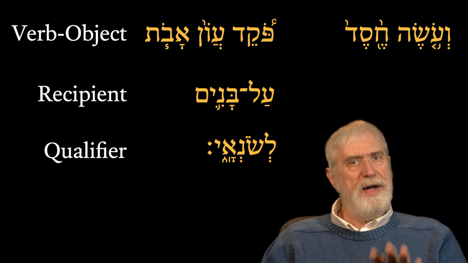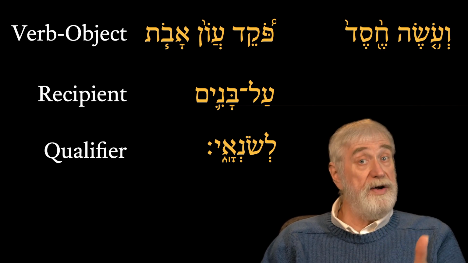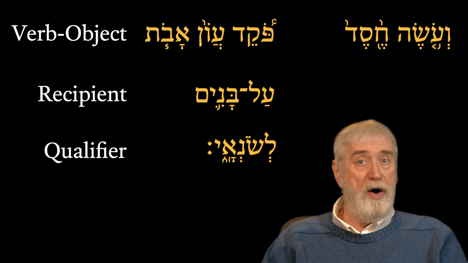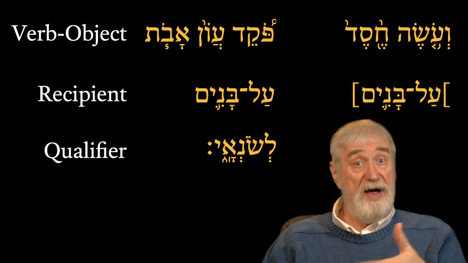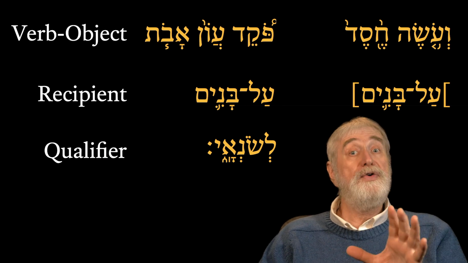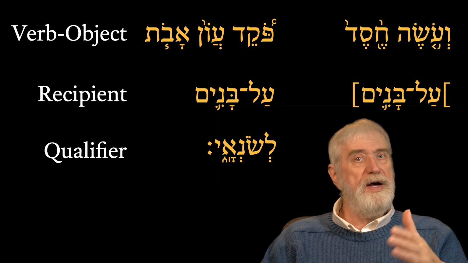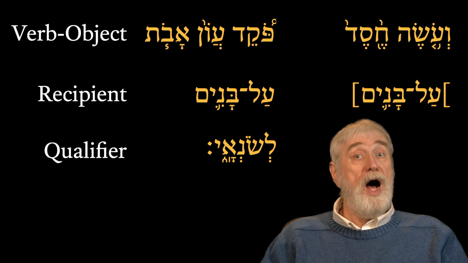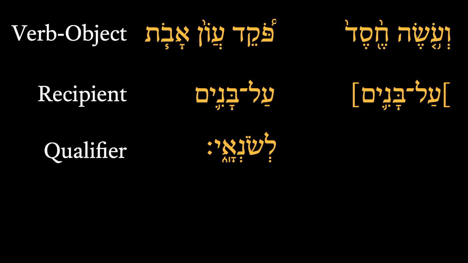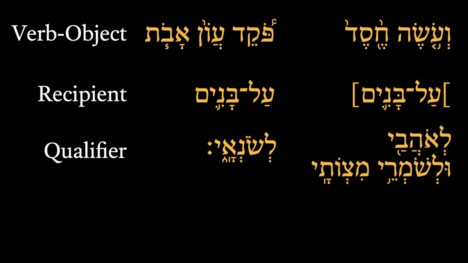The reason that there's not an explicit recipient of the action in the second part is that the recipient of the action in the second part is the same as the recipient of the action in the first part. Al Banim does what we would call double duty as the recipient of both actions. God will show chesed to the sons designated by the qualifier La o havai u lishmore mitzvothai, to those who love me and keep my commandments.